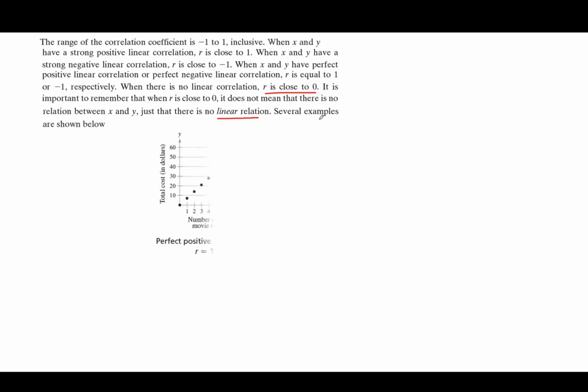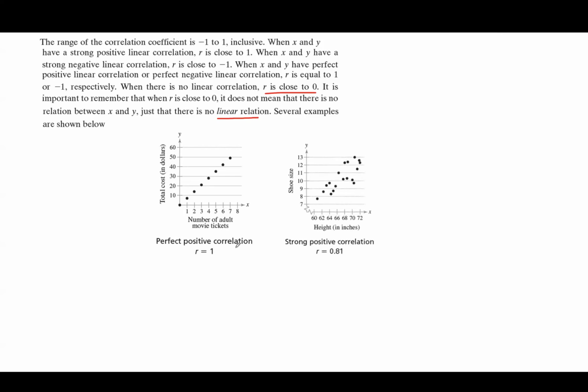For example, when the dots are lined up perfectly and it shows an increase, it means that you have a perfect positive correlation. r is equal to 100% or 1. For example, the number of adult movie tickets, and on the vertical axis, the variable total cost. They have a perfect positive correlation.